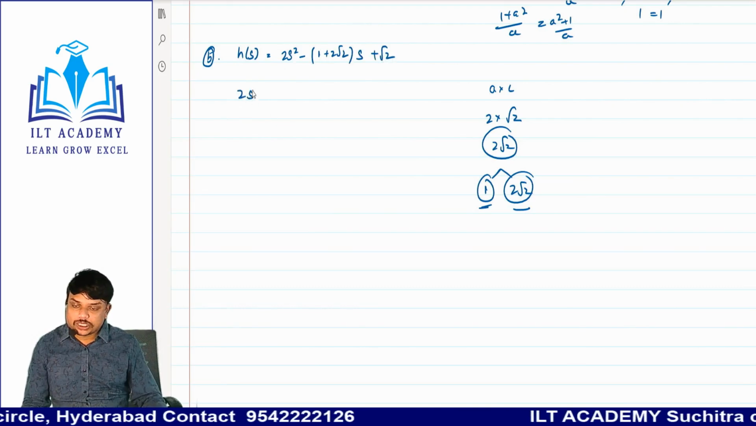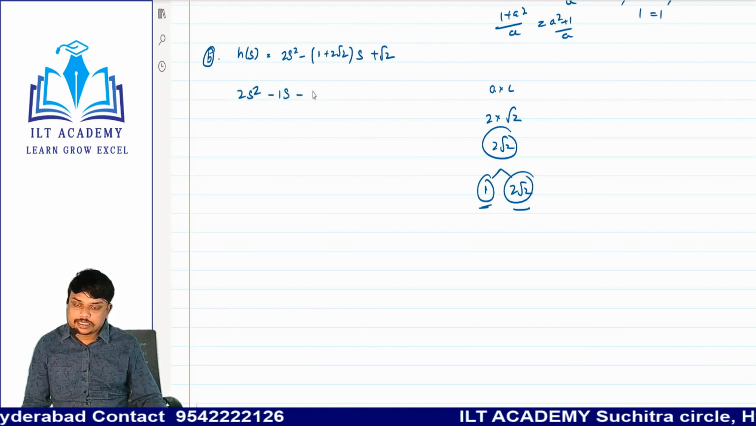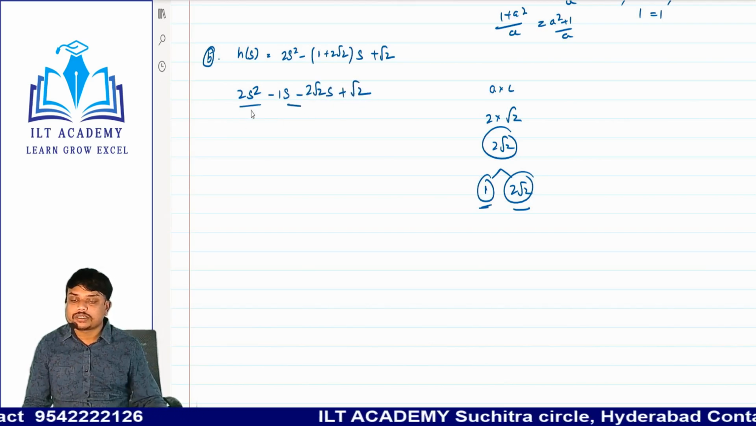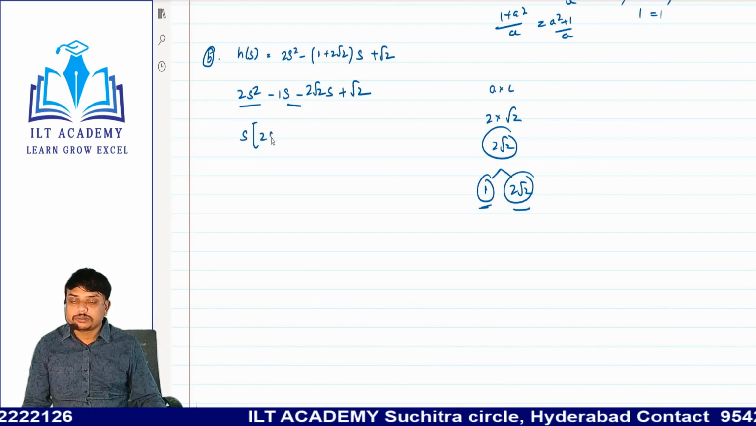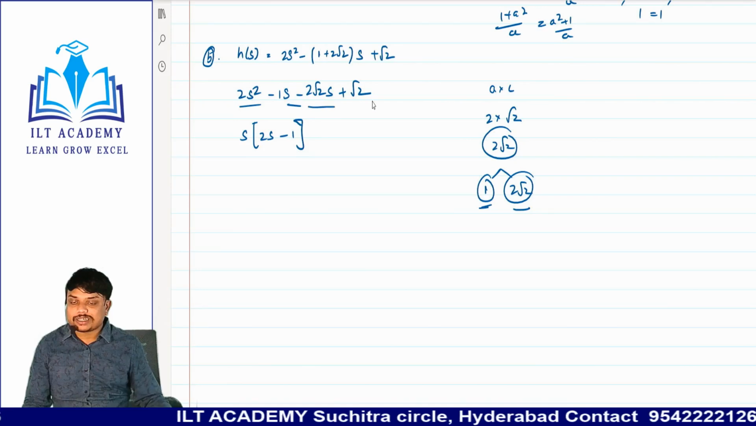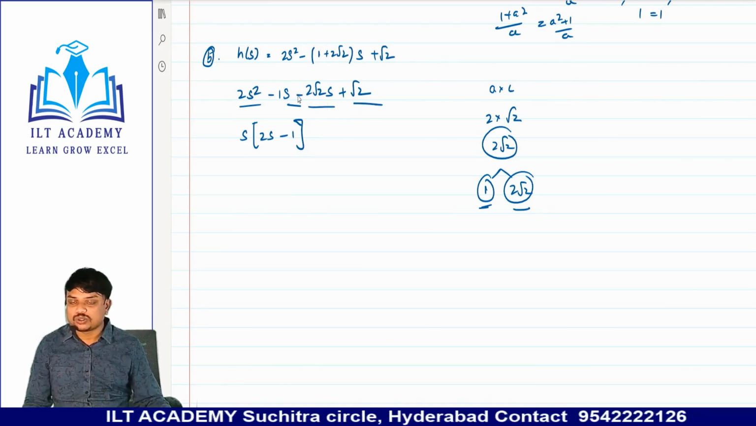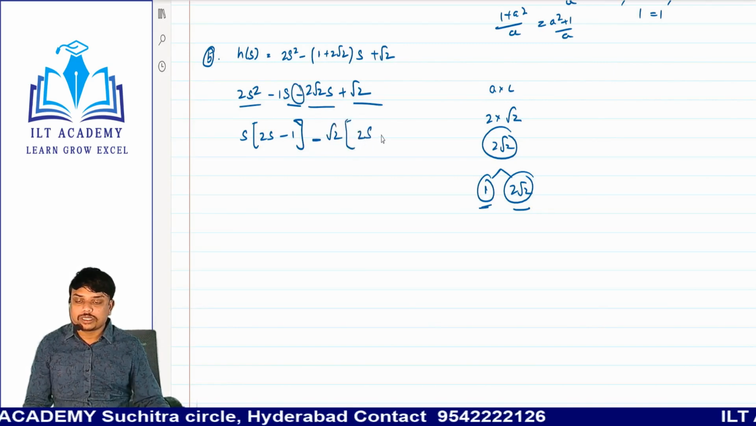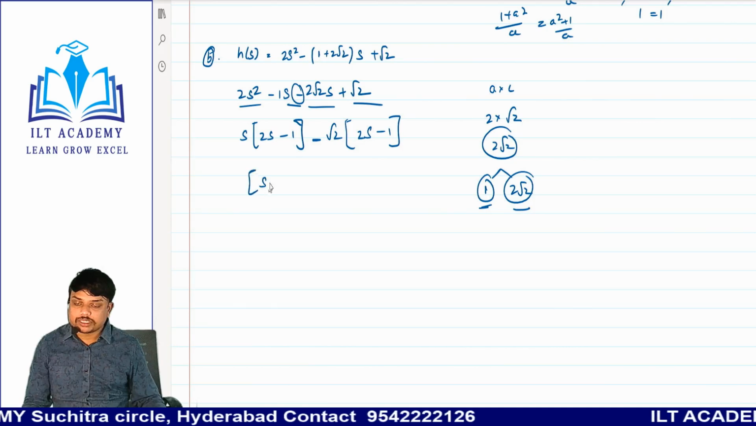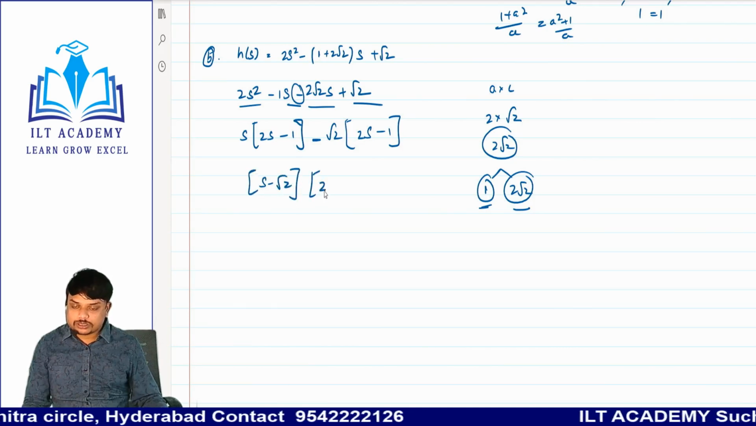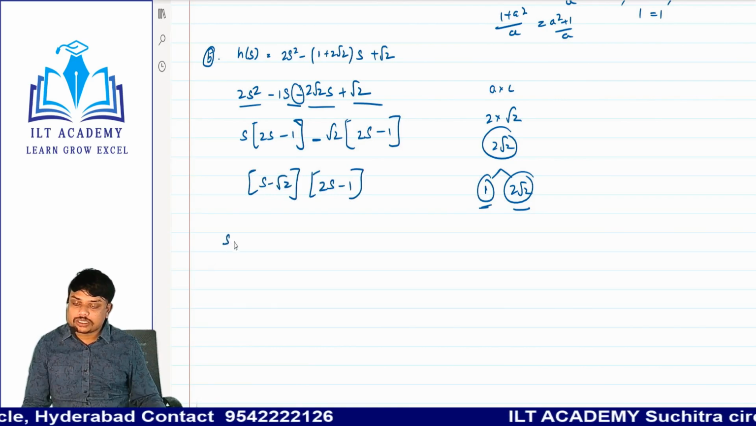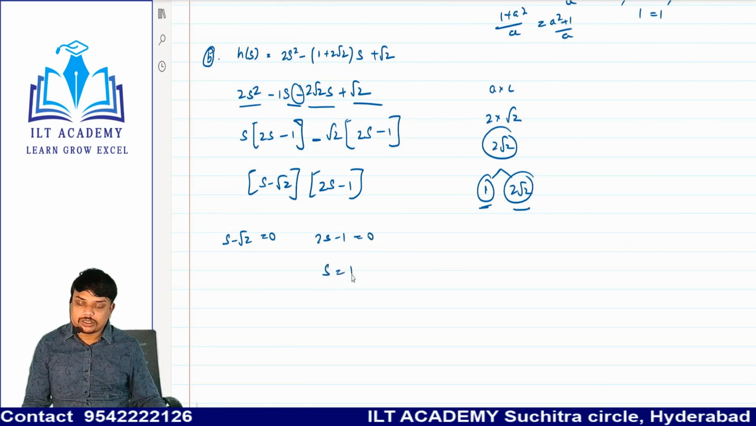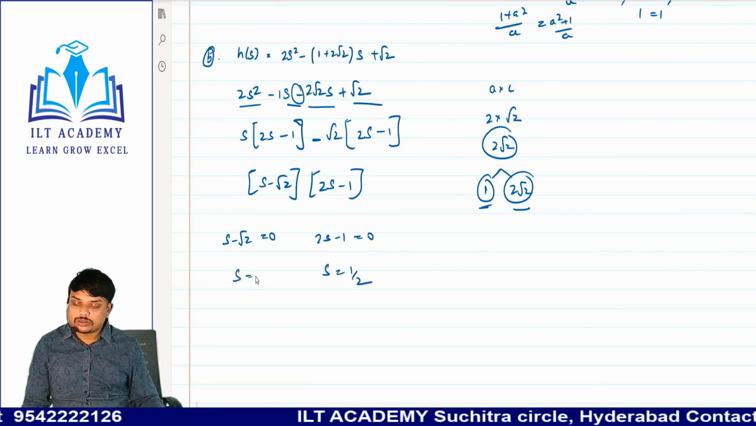This can be written as 2s square minus 1s minus 2s plus root 2. What you can take common, s you can take common, so it will become 2s minus 1. Now what to take common here, you may not understand. First thing, you know from this only, take minus root 2 and root 2 common, what, 2s minus 1, same thing: s minus root 2 into 2s minus 1. So s minus root 2 is equal to 0, 2s minus 1 is equal to 0, s is equal to 1 by 2, this is equal to root 2.